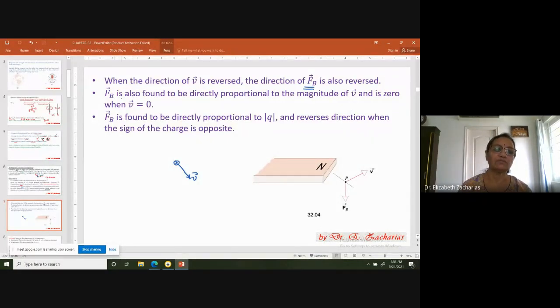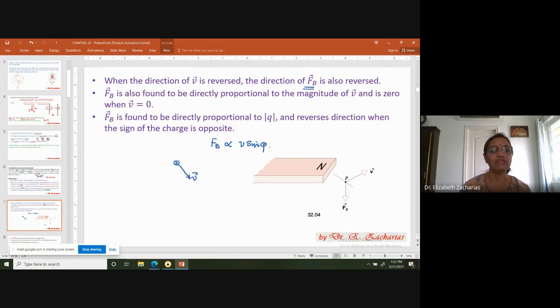Another thing you're noticing is that FB is also found to be directly proportional to the magnitude of velocity. If you keep changing the speed, you're finding that FB keeps increasing. There is a direct relationship between the magnitude and the force. And you're finding that the magnetic force is zero when the velocity is zero. Or in other words, all of these we can club together and write that FB is proportional to V sine phi. Okay?